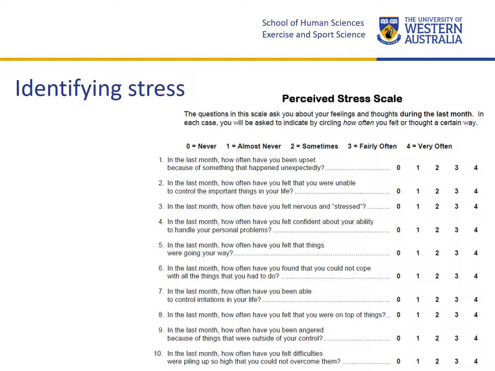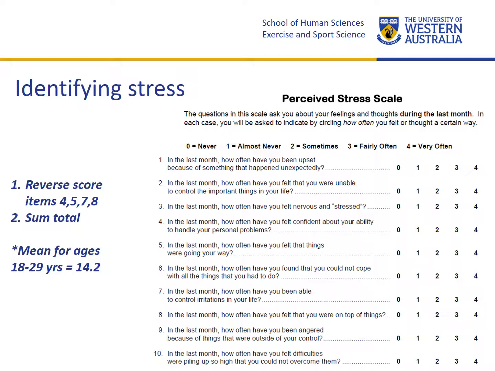Now, in order to determine your score for this particular questionnaire, it is a matter of adding up your responses to each of the 10 questions. However, for items 4, 5, 7, and 8, you need to reverse score. What that means is, for item 4, if you circled 0, you actually get a score of 4. If you circled 1, you actually get a score of 3. So that's what it means when it says reverse score. So for items 4, 5, 7, and 8, you need to reverse score, and then you add up your total score for the 10 questions.